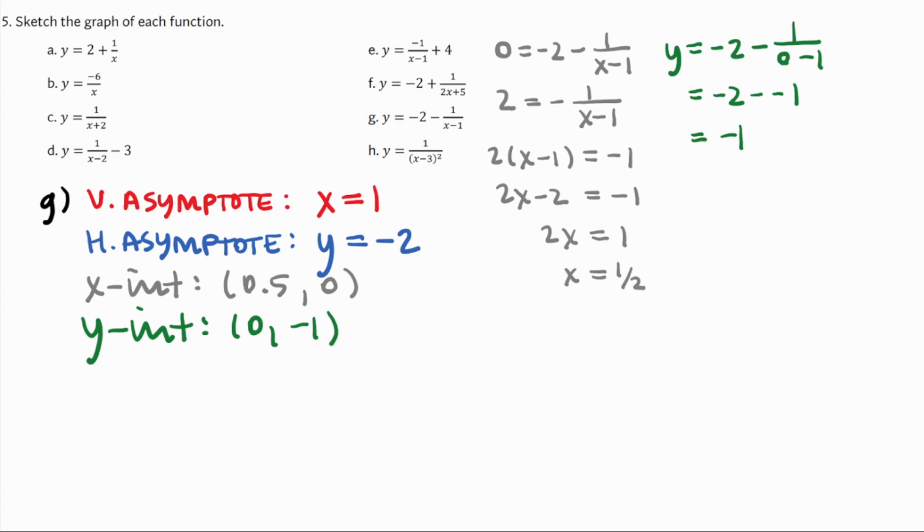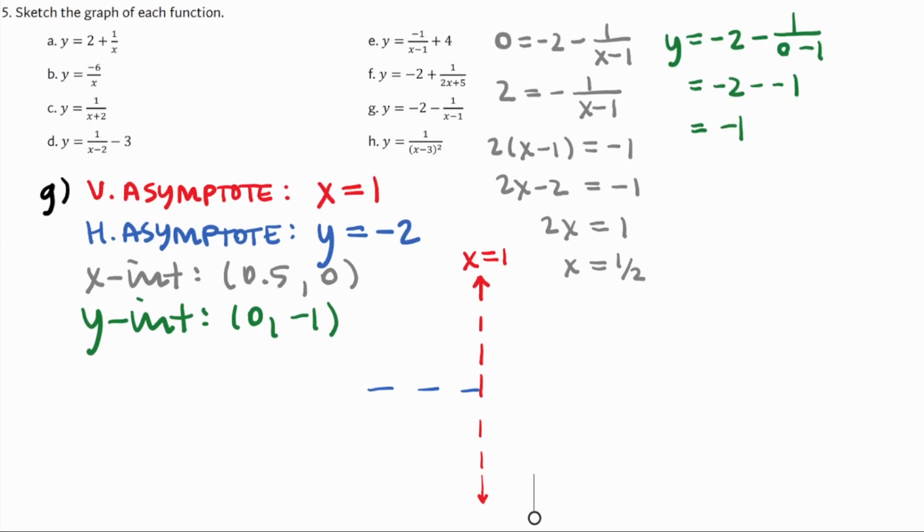Okay, and then I can probably fit this sketch in down here. There's nothing really that weird going on. So I'll put in my vertical asymptote, x equaling 1, and my horizontal asymptote, where y equals negative 2. And I'll draw my graph. This one's going to be a little different. This is going to be a negative 1 over x type graph because of that subtraction there, so it'll kind of occupy these two quadrants.